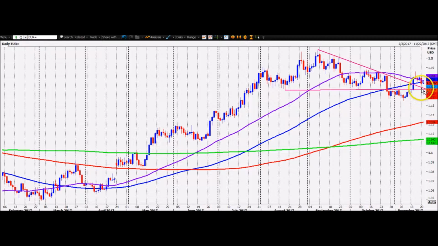Of course, you can see the intersecting trend lines. We are dipping below the 100-day moving average. I know this is a bit political with what's going on in the German election situation. But anyway, I thought I'd bring that to your attention.